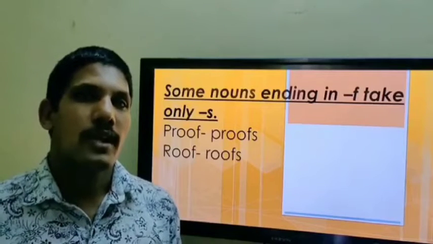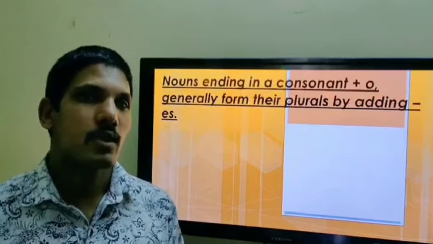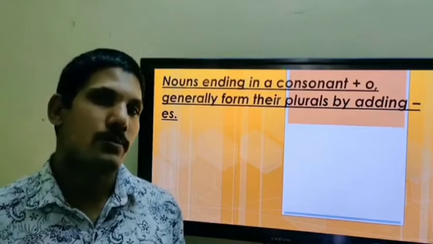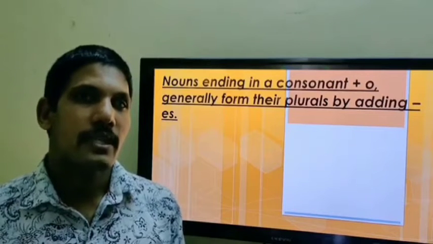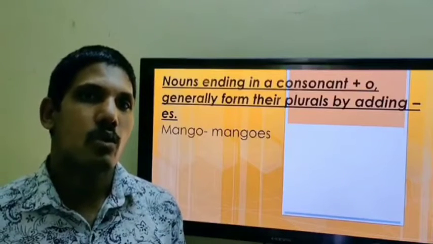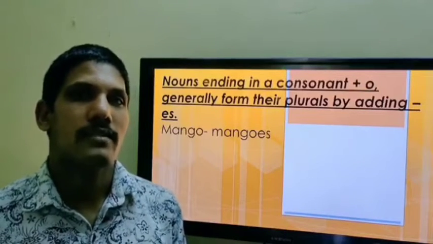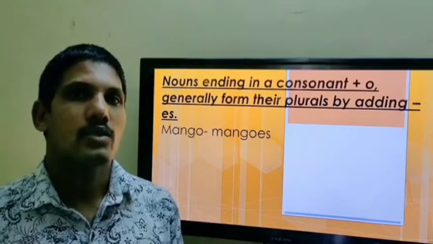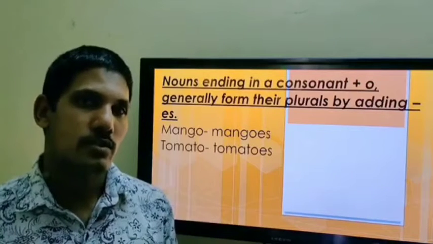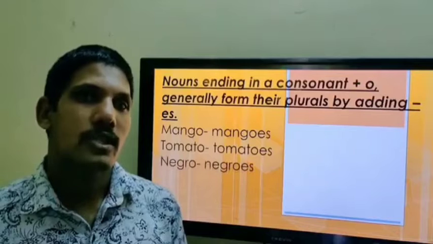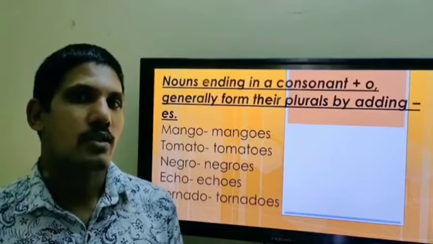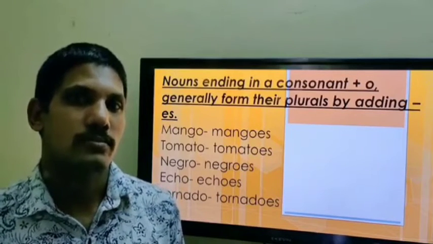Now, what happens when the singular word ends with vowel o? They take up es. For example, mango that ends with o has mangoes as its plural, as it took up es. Similarly, tomato becomes tomatoes, negro becomes negroes, echo becomes echoes, and tornado becomes tornadoes.